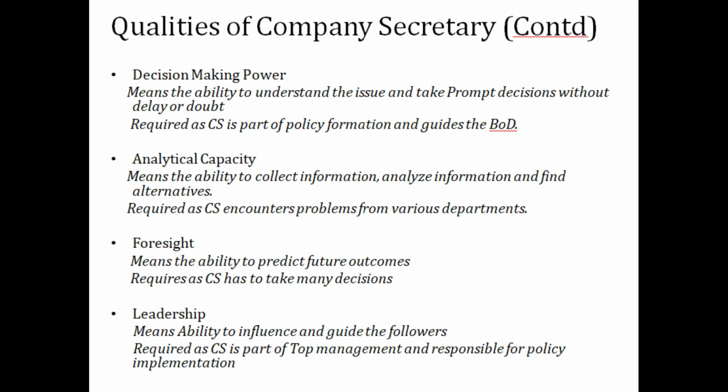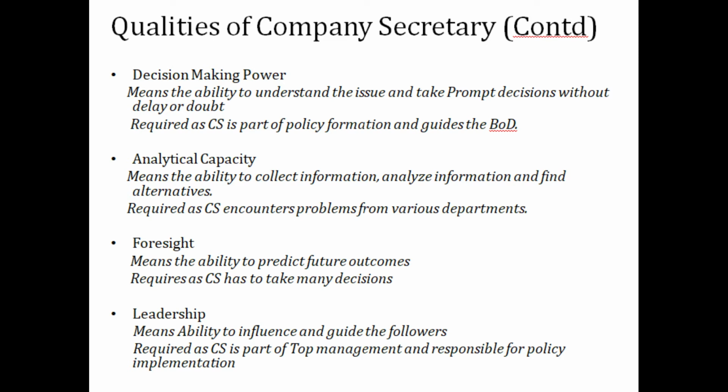Analytical capacity is the ability to examine something and understand it and explain it. Whenever the secretary encounters a problem, say an administrative or executive problem, he has to examine all the aspects and take a prudent decision. So here let's take the example of GST rules and regulations.